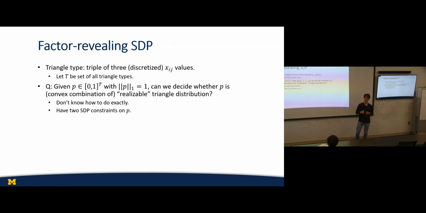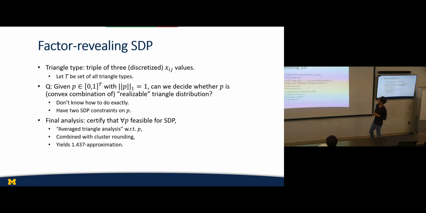Because clearly there are some triangle distributions that don't make sense. We still don't know how to solve this problem exactly, but at least we can have two SDP constraints on P. So what we did is run this vector-valued SDP that certifies that every distribution of triangles passes our SDP constraints. Then I see the whole triangle distribution, so I can do the average analysis. I can amortize over different triangles. And then if you combine the close surrounding, that's how we squeeze out a final number.